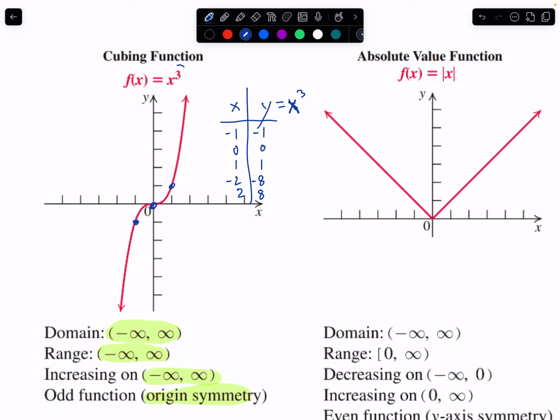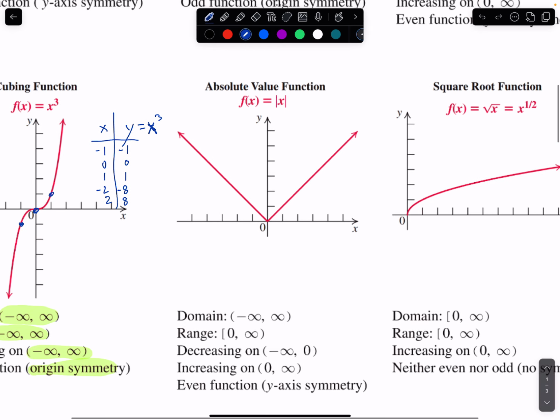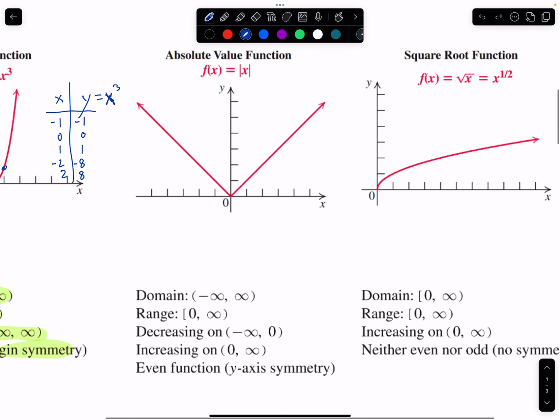And then this one also has origin symmetry, for the same reason, right? Well, it's an odd function. And if I were to rotate this 180 degrees, it lands back on itself. That's what odd symmetry is. Okay, two more to go in this video.